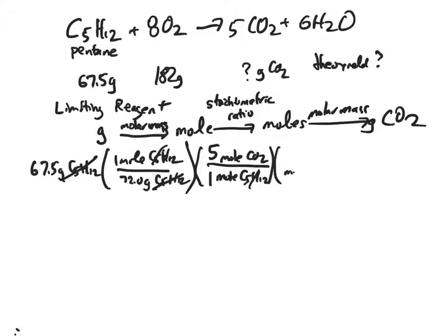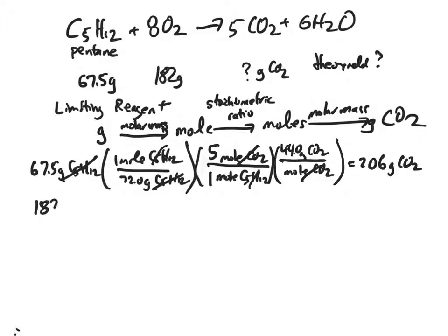Now we've got to convert moles carbon dioxide to grams carbon dioxide. And it's 44 grams of carbon dioxide per mole. Now moles carbon dioxide cancels, we wind up at grams carbon dioxide, and we will see that we will produce 206 grams of carbon dioxide if all 67.5 grams of the pentane is consumed. But we're not finished. We have to work it through using the other reactant.